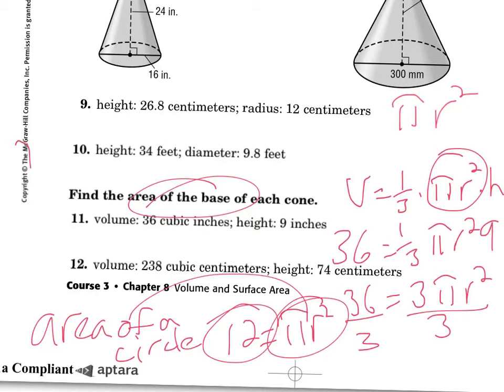Alright, that's it and that's all. Find the volume of a cone. 1/3 pi r squared h, plug and chug.